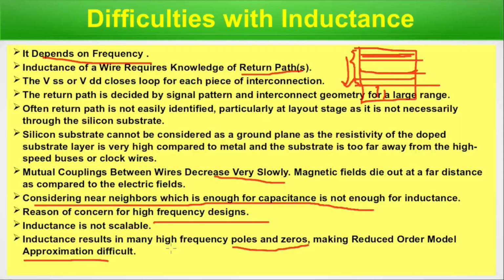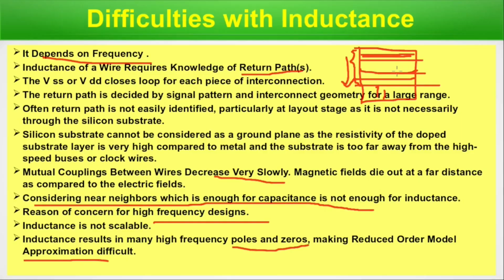And when we solve the system equations, inductance results in many high frequency poles and zeros. While discussing Elmore delay, we said that Elmore delay might not be a very good approximation, although it works really well because it's quite simplified and gives us first order solutions. The presence of multiple poles and zeros makes the situation tougher because reduced order model approximation becomes very tough. So inductance creates quite a difficult situation in modern ICs.